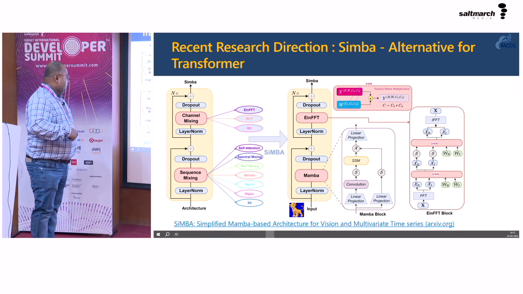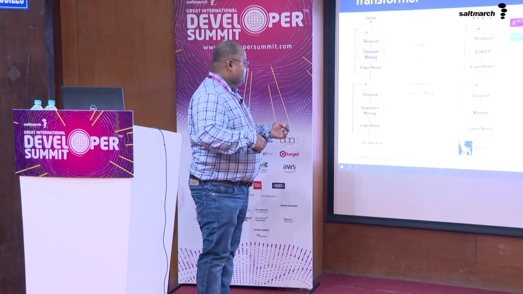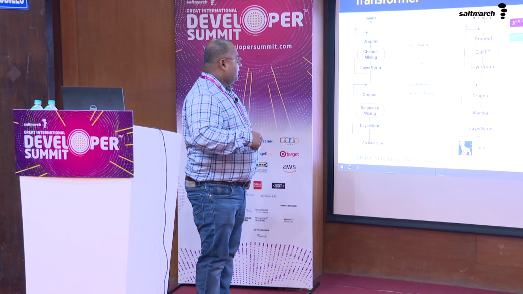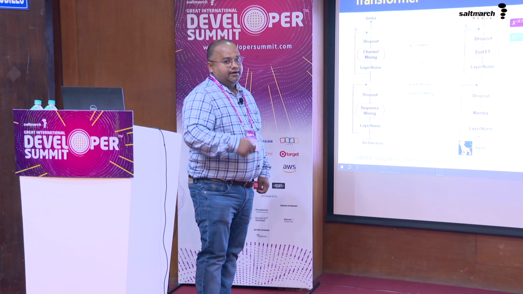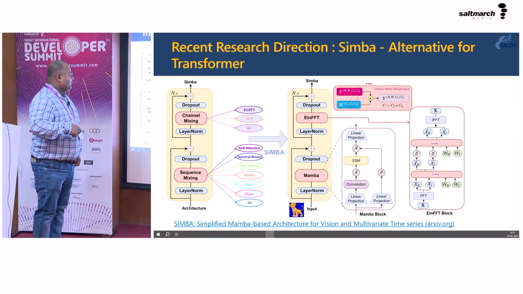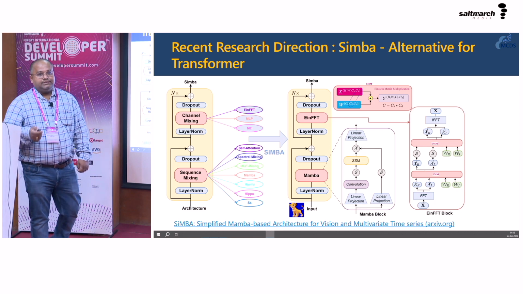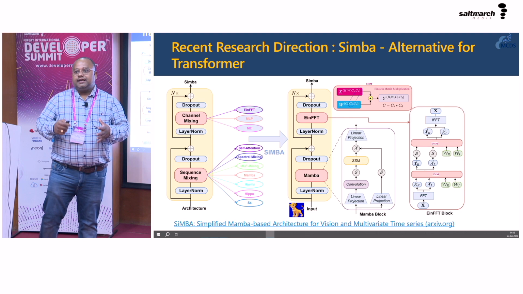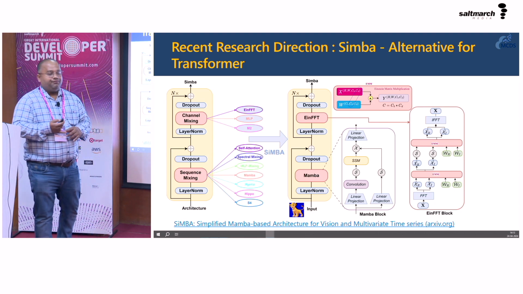This is all about the architectural view. You apply a layer norm, then a sequence mixing network, then the channel mixing, then a residual connection. There are three variants of channel mixing: identity, MLP, and M2, the Monarch mixer kind of things. So these are more efficient ways of channel mixing.